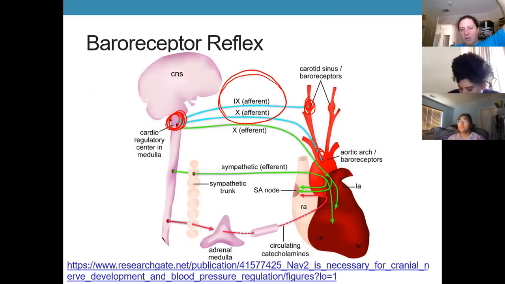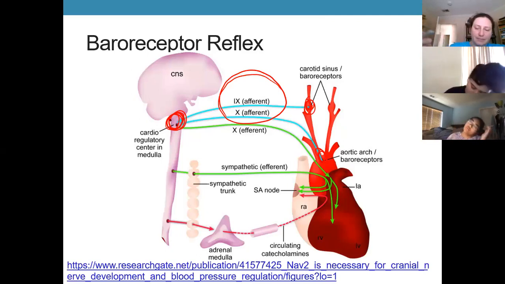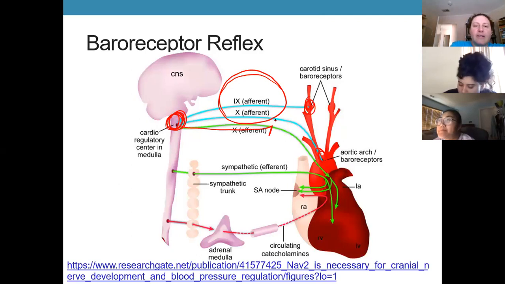If blood pressure goes down and there's not as much stretch, then we're going to want to increase it again by stimulating the heart and stuff. And I say that because that's the one that's on here, so to make sure that I said it right. All right, so we're going to then send out sympathetic efferents because the sympathetic nervous system is in charge of boosting that.